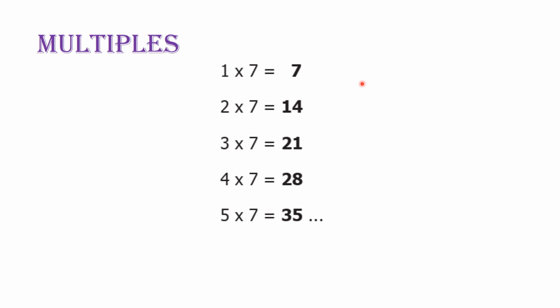Multiples. A multiple is a number which is greater than or equal to the given number, and multiples never end. Here these are the multiples of 7. 1 7 is 7, 2 7s are 14, 3 7s are 21, 4 7s are 28 and 5 7s are 35, and it goes on. So a multiple is nothing but a number which is greater than or equal to the given number, and it will never end.